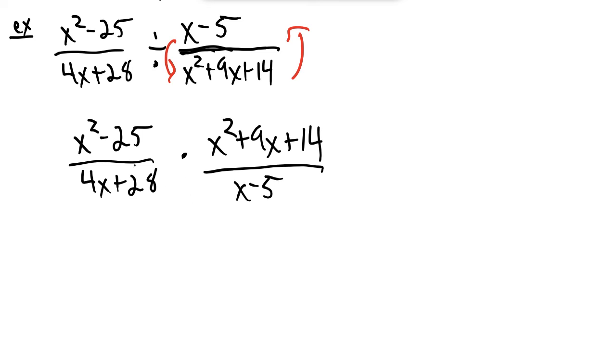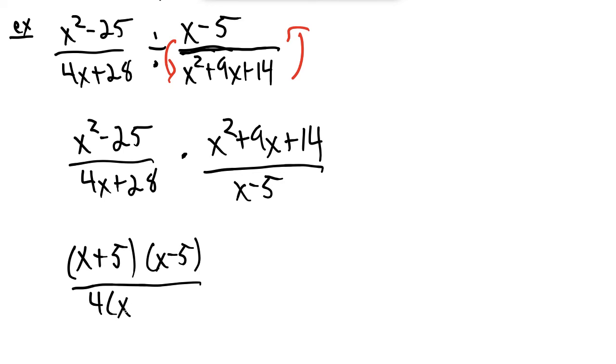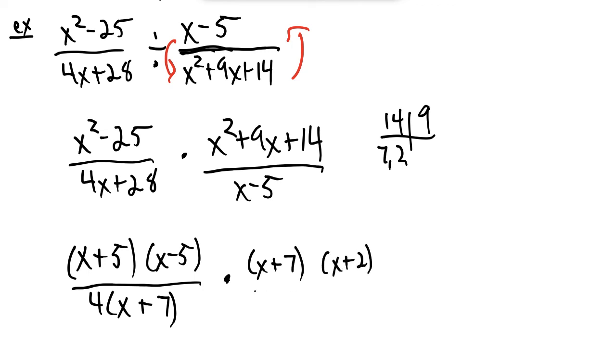And now, to make our life simple, we're going to factor these. So x squared minus 25 will become x plus 5 times x minus 5. What do we get on the bottom? Pull out a 4, we're left with x plus 7. And we're multiplying this by, what's x squared plus 9x plus 14? So 14 into 9 is going to be 7 and 2. So this becomes x plus 7, x plus 2 over x minus 5.